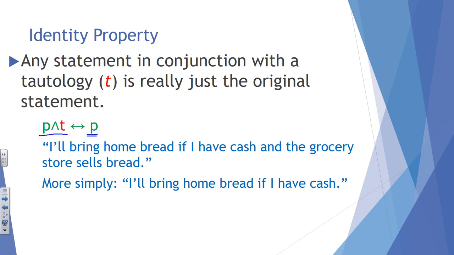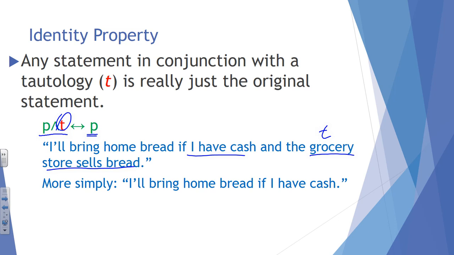It's like this. I'll bring home bread if I have cash and the grocery store sells bread. Well, of course the grocery store sells bread. We would say that the grocery store is selling bread. That is our tautology. So when you go to the grocery store, you never wonder if they're going to have bread. The question is, really, do you have cash? The grocery store always sells bread, so that's not really part of our statement. So really, it means I'll bring home bread if I have cash.